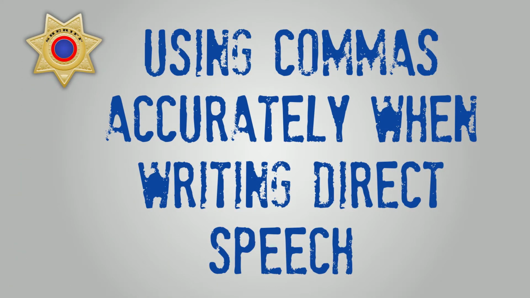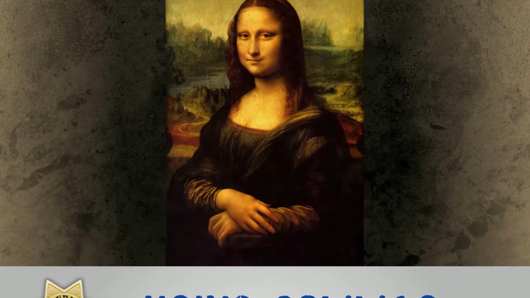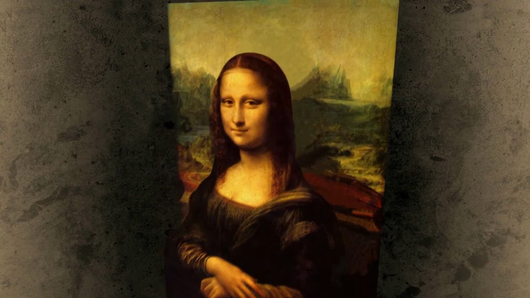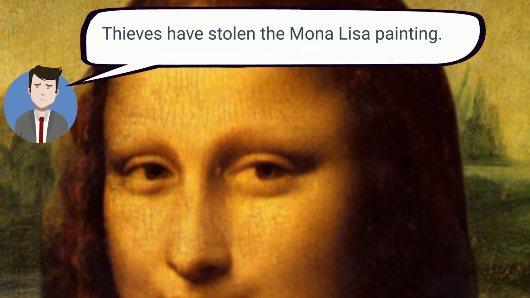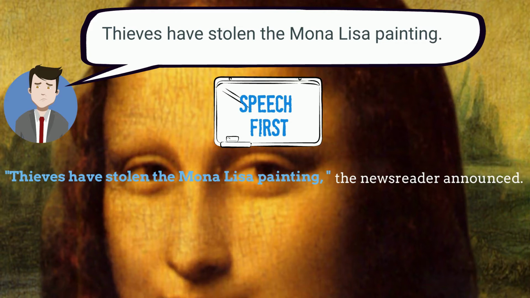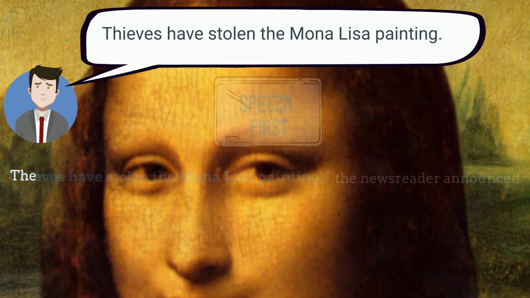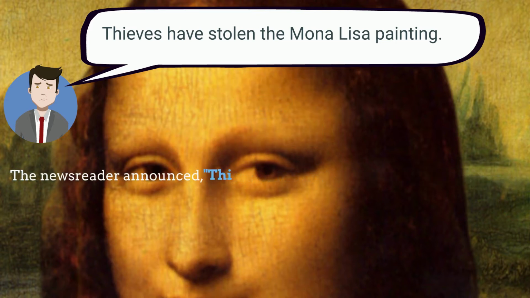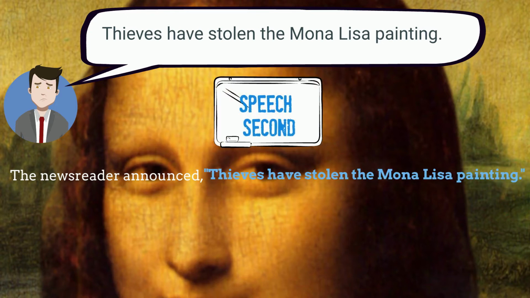Let's learn to use commas accurately when writing direct speech. Thieves have stolen the Mona Lisa painting. In direct speech, when you write down what has been spoken first, it is called speech first. "Thieves have stolen the Mona Lisa painting," the newsreader announced. When you write down what has been spoken second, it's called speech second. The newsreader announced, "Thieves have stolen the Mona Lisa painting."